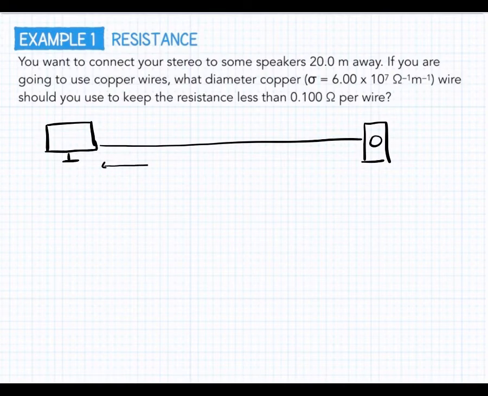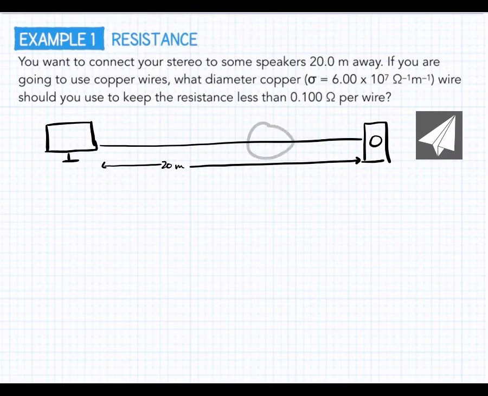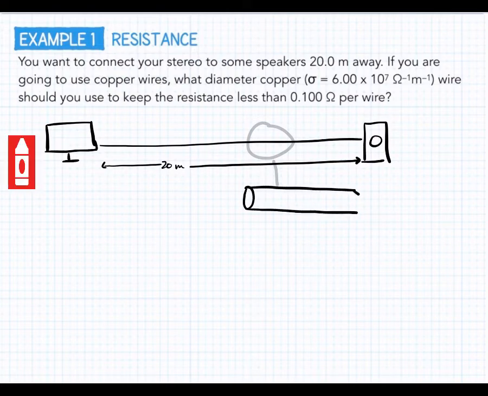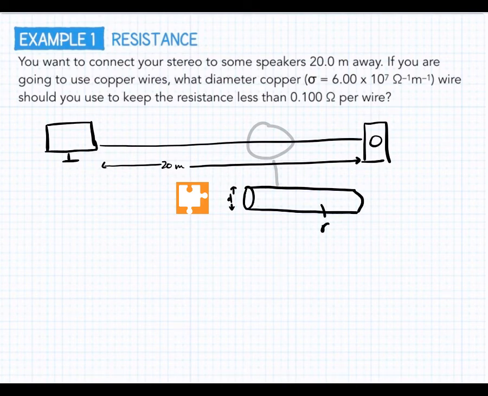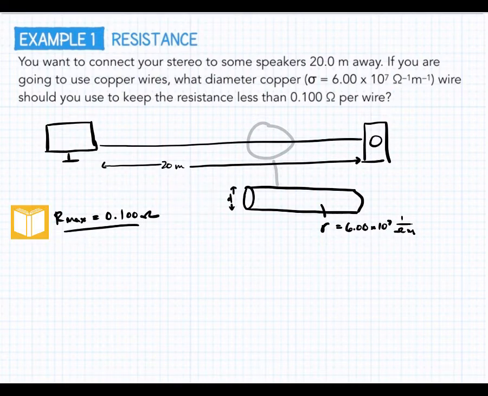So this is a distance of 20 meters. And if you want to zoom in on this wire, we'll look at a cross section of the wire. And we'll notice that this has a diameter of something we'll call D. And we know that it has a conductivity of 6.00 times 10 to the 7th, 1 over ohm meters. So we want a maximum resistance, R max, equal to 100 ohms. And we need to figure out what we're going to do. So this is sort of a restatement of the question.